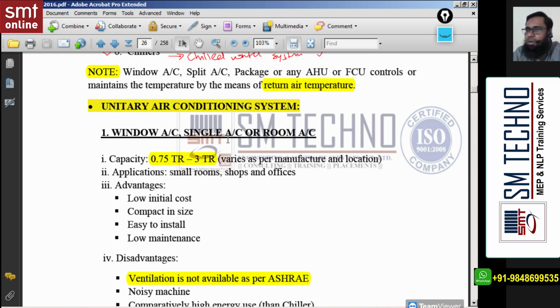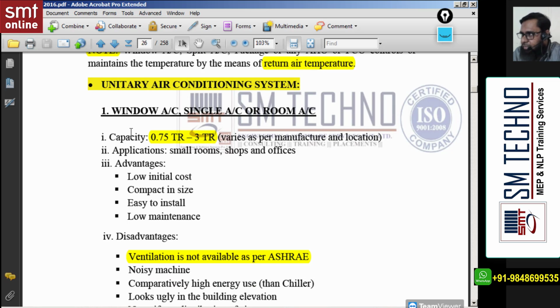So window AC, also known as single or room AC, is most commonly available in 0.75 to 3 TR capacity. But remember, this capacity may vary as per manufacturer and even as per location. In some locations you'll find windows up to 7 TR. But most commonly, from an interview point of view, 0.75 to 3 TR. Even 3 TR is not directly available in India. If you want it, you need to place a special order. 0.75, 1 TR, 1.5, 2 TR is commonly available.